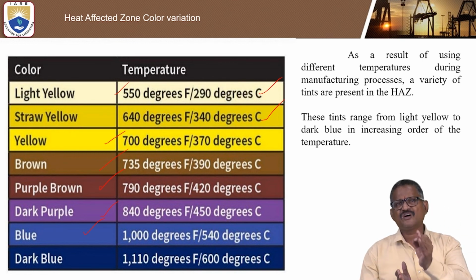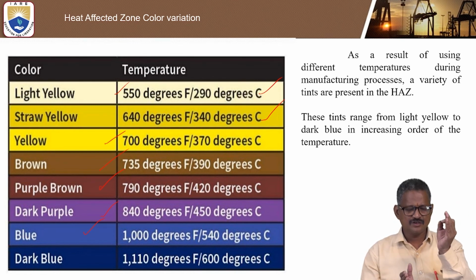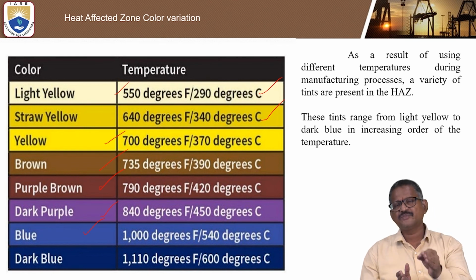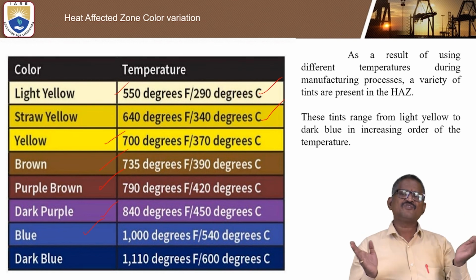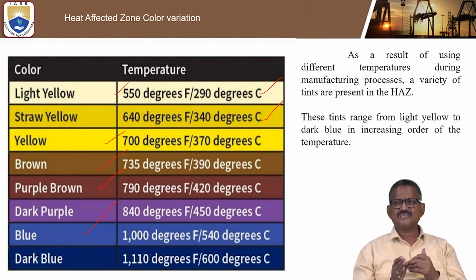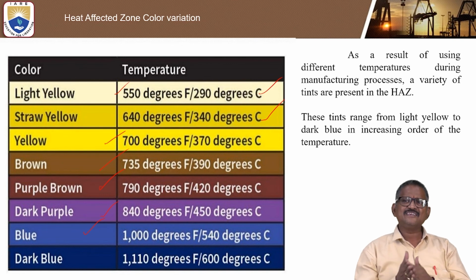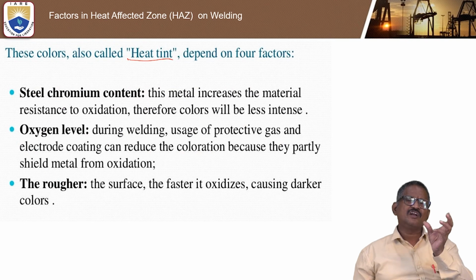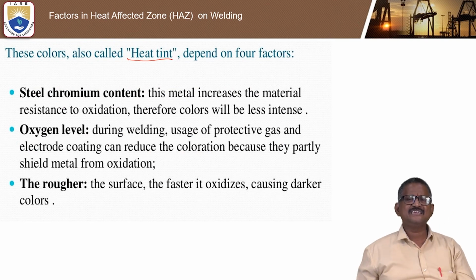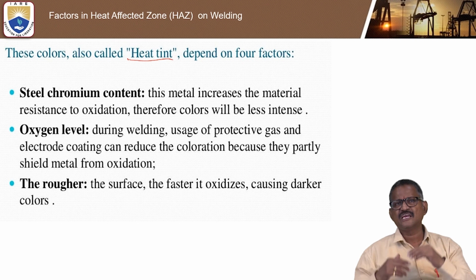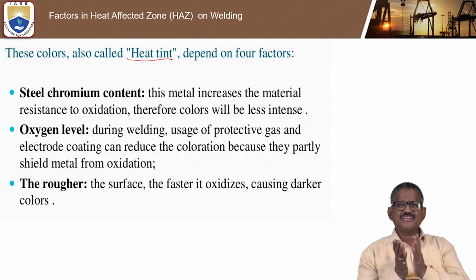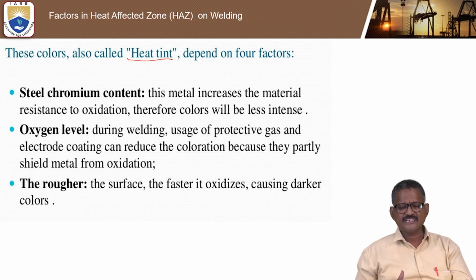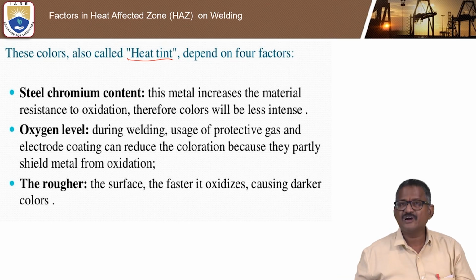Next, according to the temperature, the color indicates the temperature range in degrees centigrade and degrees Fahrenheit. It starts with light yellow to dark blue, starting at a temperature of 290 degrees centigrade to 600 degrees centigrade, and 550 to 1110 degrees Fahrenheit, in increasing order of temperature. This is also called heat tint, and it depends on three major things: the steel chromium content, the oxygen level, and finally the roughness, as the faster it oxidizes, the darker the colors that occur.